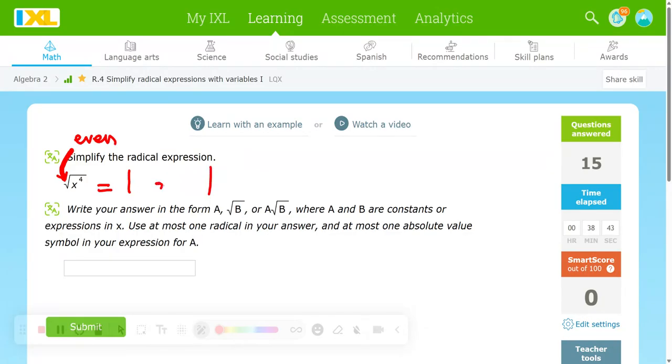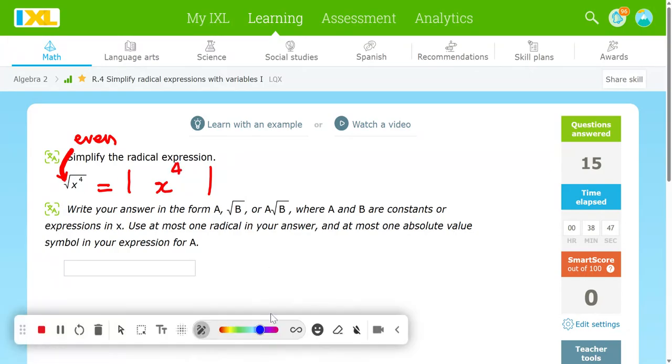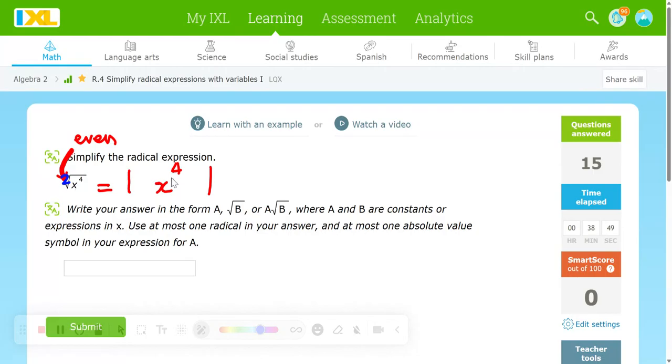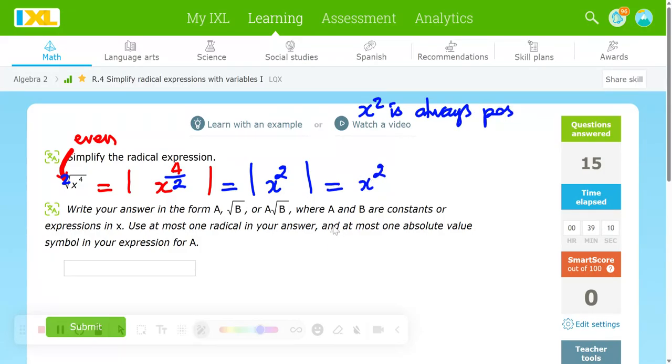Now x to the 4, but the root is power 2, all right? So then you divide by 2. Now you come out with absolute value x, 4 divided by 2 is 2. But you know that x squared is always positive, so you don't need the absolute value sign.